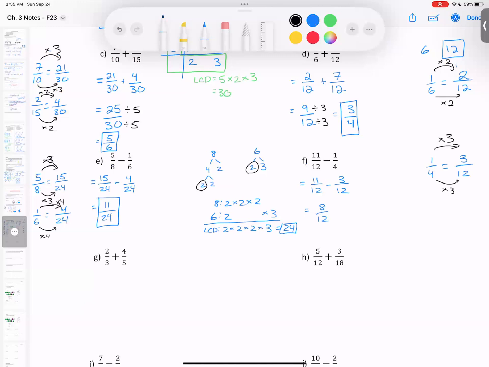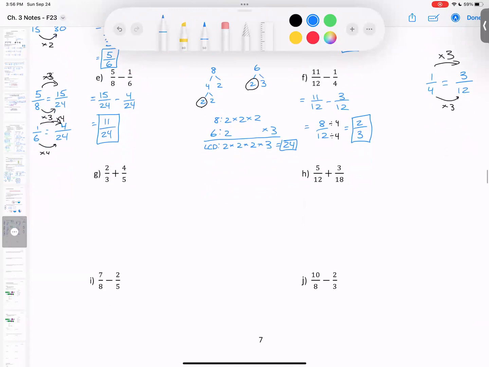Both of those are divisible by 4, so let's divide out a 4. And that gives me 2 over 3. So 2 over 3 would be our final answer. We can't simplify that any further.